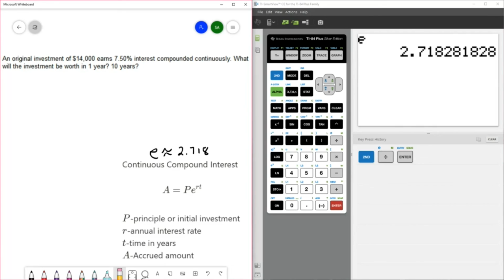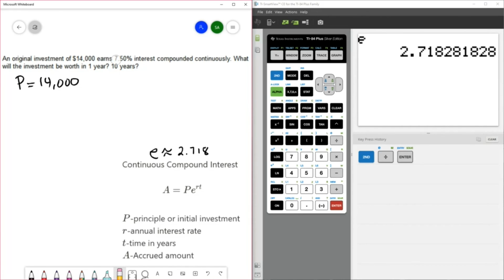So I'd like to read through the problem one more time to try to identify the numbers and what variables they stand for. An original investment of $14,000. An investment of $14,000 is referring to the principal or the initial investment. Initial or original. So P will be $14,000.